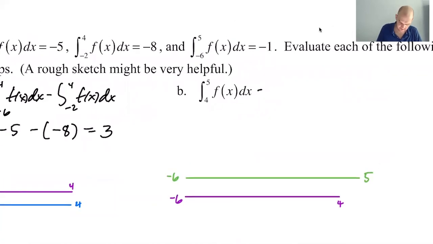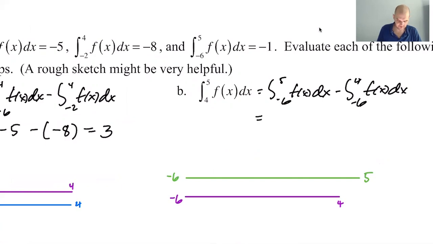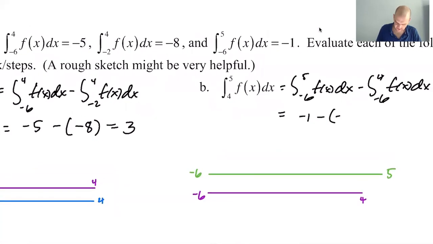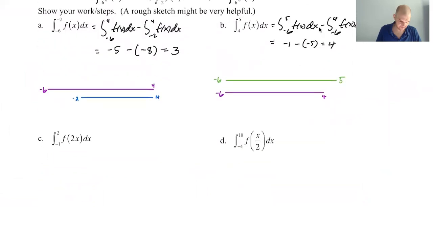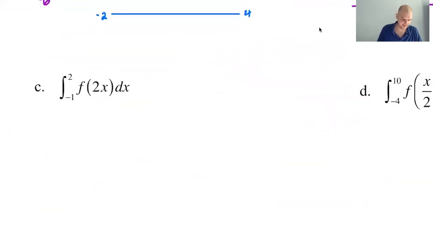I want to do the integral from -6 to 5 of f of x dx minus the integral from -6 to 4 of f of x dx. Now we fill in the values. -6 to 5 is -1, minus -6 to 4, which is -5. So -1 plus 5 is 4. And that's it. I enjoy doing these problems for that reason.